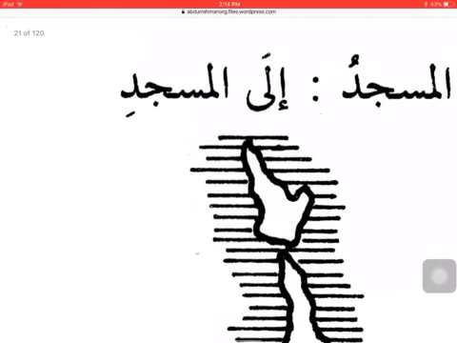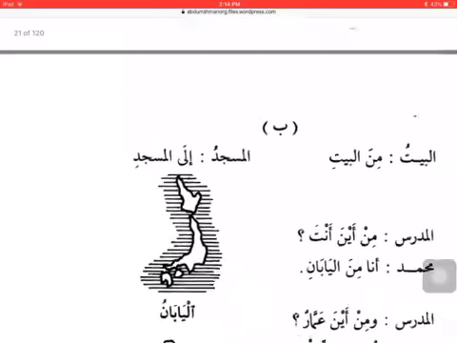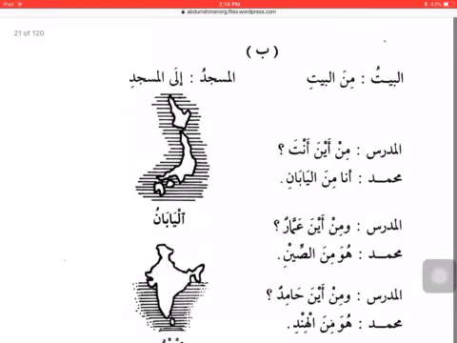Then the next harf of jar we are learning is ila. Ila means towards or to. Al-masjidu, the mosque. Ila al-masjidi, to the masjid, to the mosque. So now our word bank has four prepositions, four huruf of jar. Fi, ala, min, ila.